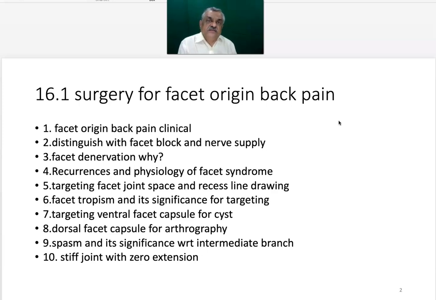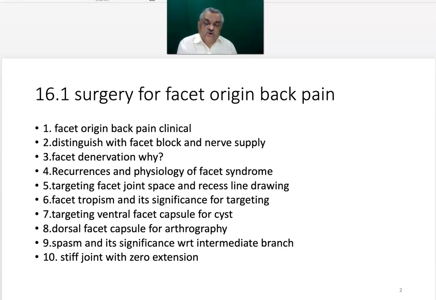relief. Now since these nerve fibers contain a lot of sympathetic fibers, there is a recurrence of the pain. This recurrence is commonly seen around 2 years after the surgery because the sympathetic fibers regenerate. So we need to understand that, and we also need to pay attention to the physiology of facet syndrome, where this is a synovial joint, there is a synovitis, there could be a pannus formation, there could be a loss of articular cartilage, etc.